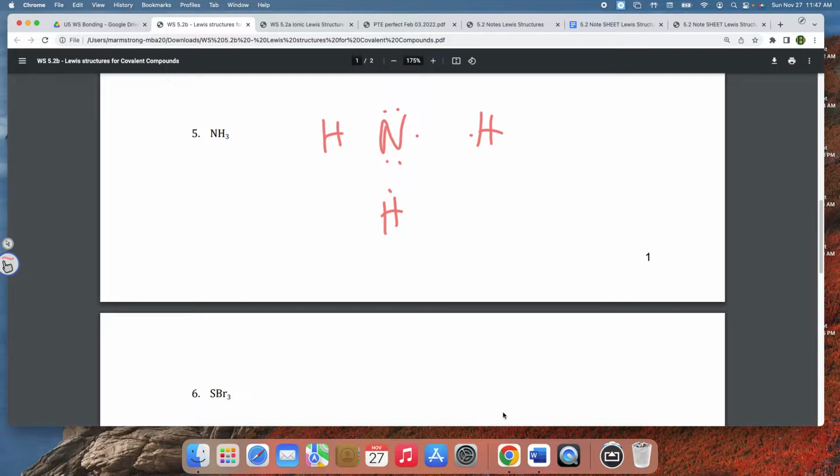And each hydrogen has 1 valence electron. I think that one will share, I think those will share, and I think those ones will share. So nitrogen has 2, 4, 6, and 8. And then each hydrogen is sharing such that it has 2, because again, its max is 2.